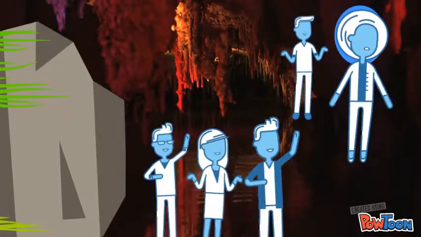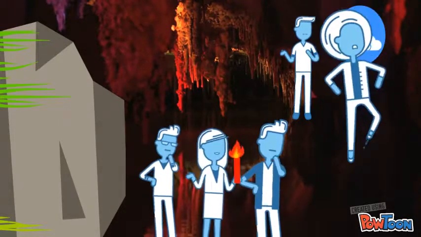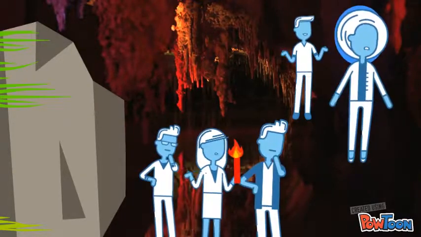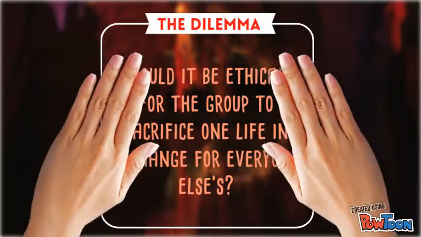While searching their backpacks for things to help get her unstuck, a tourist finds a stick of dynamite that could be used to blow her out of the hole. Now, the question is, would it be ethical for the group to sacrifice one life in exchange for everyone else's?